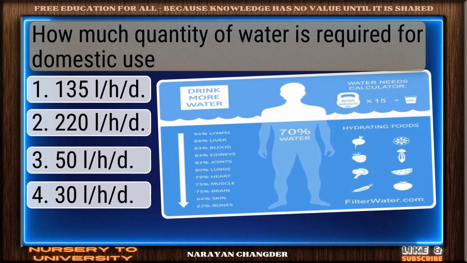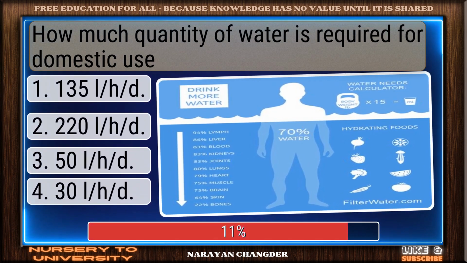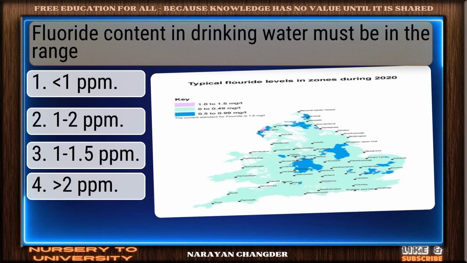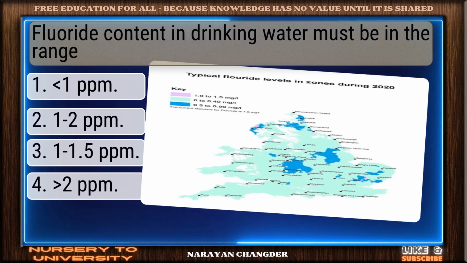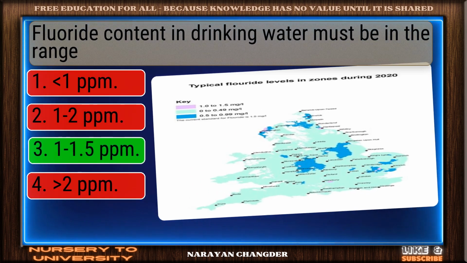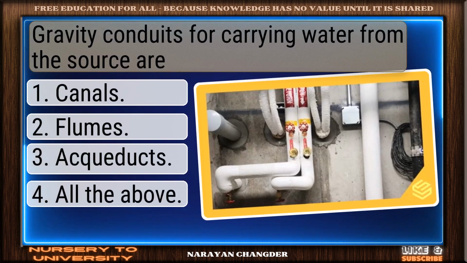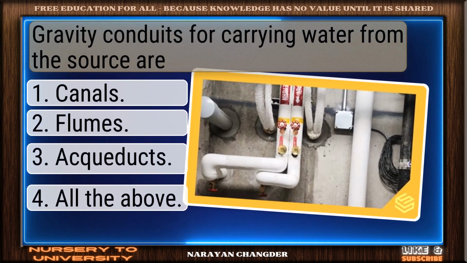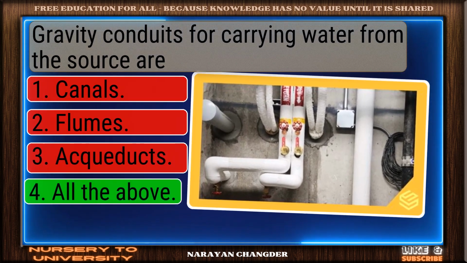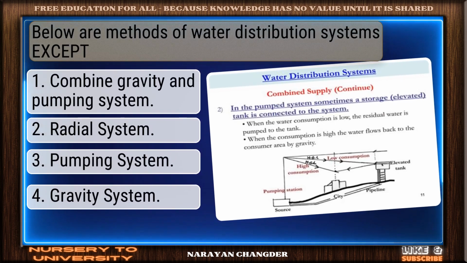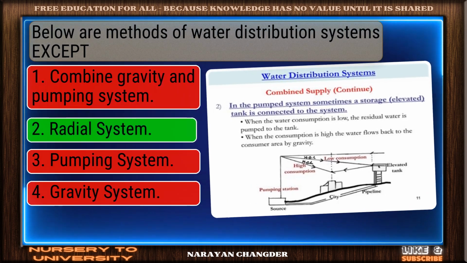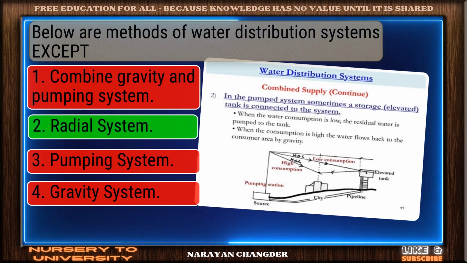How much quantity of water is required for domestic use? Valid point. 208 is true. Fluoride content in drinking water must be in the range... Good thinking. 1.5 ppm is the right answer. Gravity conduits for carrying water from the source are... Well picked. All the above is the correct answer. Below are methods of water distribution systems except... Well-reasoned. Radial system is the correct choice.